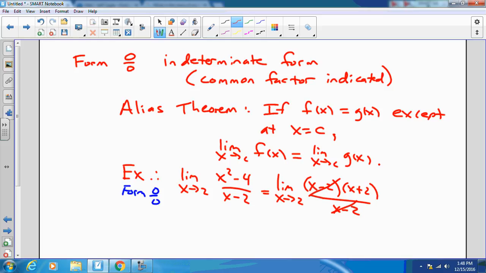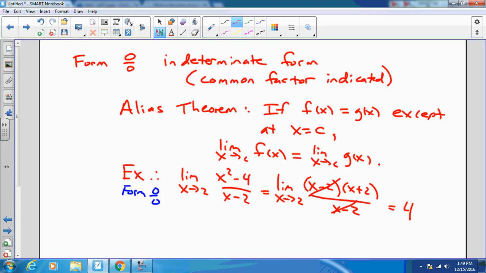function x plus 2 is the same as the function x squared minus 4 over x minus 2, except at x equals 2. At x equals 2, this function doesn't exist. At x equals 2, this function has a value of 4. Therefore, their limits are the same. Good?